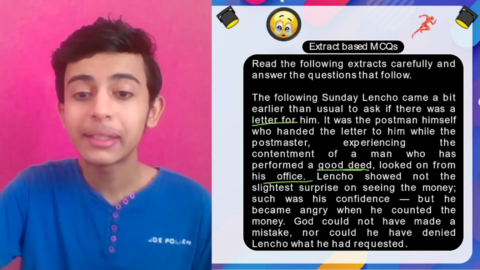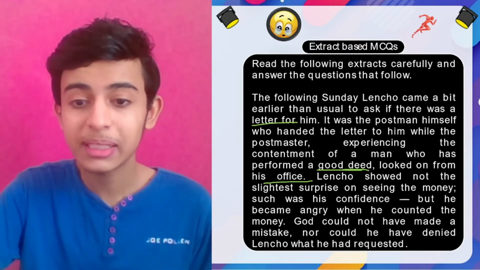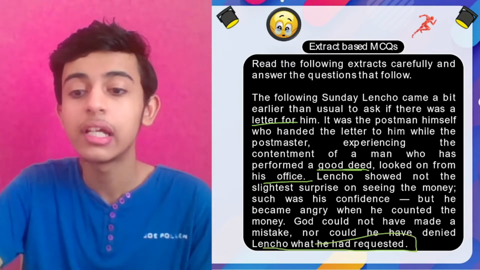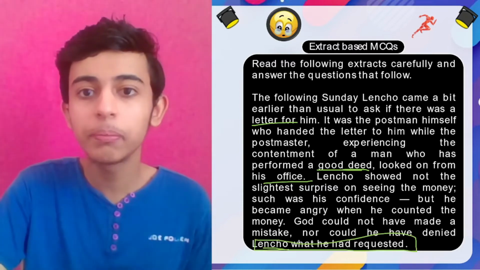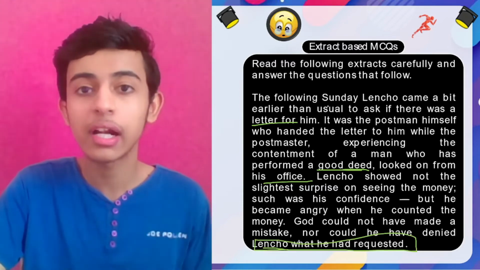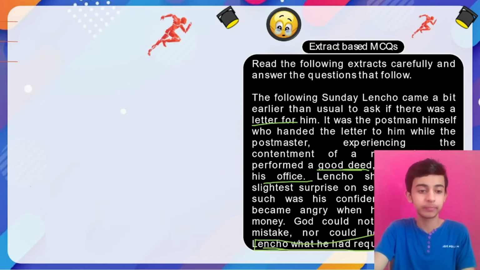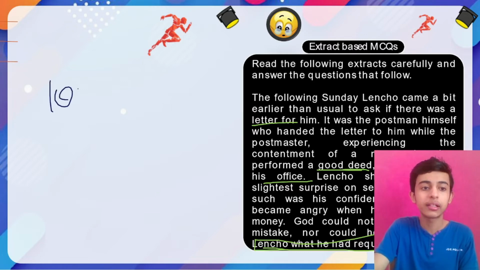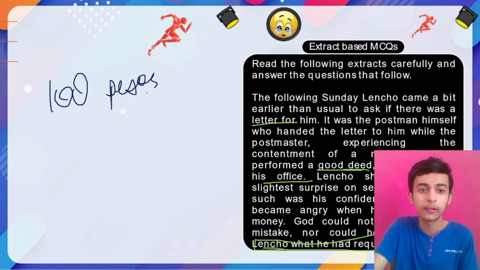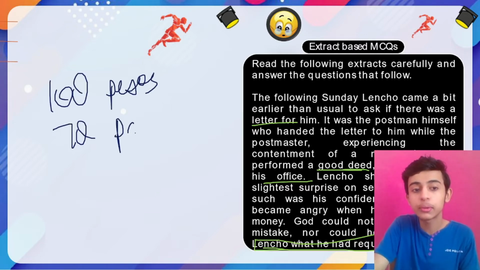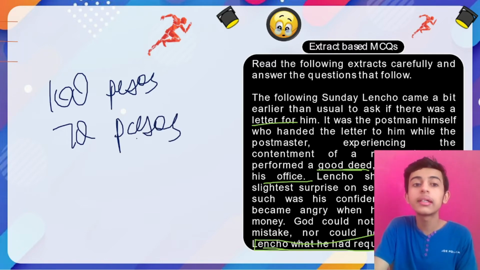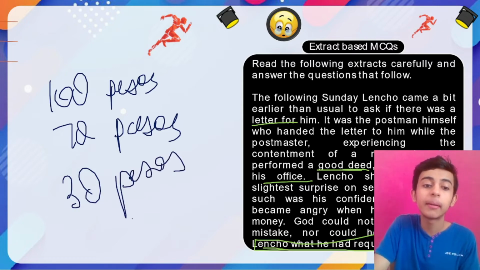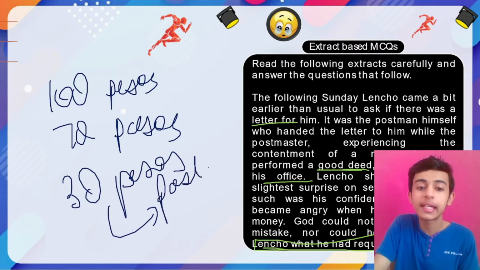Okay, but he became angry when he counted the money. God could not have made a mistake, nor could he have denied Lencho what he had requested. So what was the actual problem, guys? That Lencho demanded 100 pesos. Let me write over here. Just a second. Okay, so Lencho demanded 100 pesos. But only 70 pesos reached him. So what he concluded, that 30 pesos had been stolen by the post office employees.